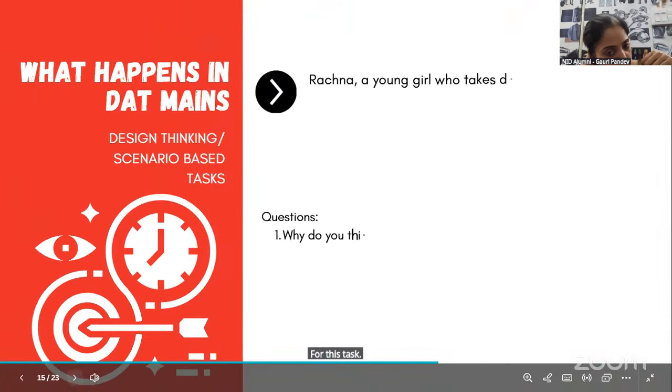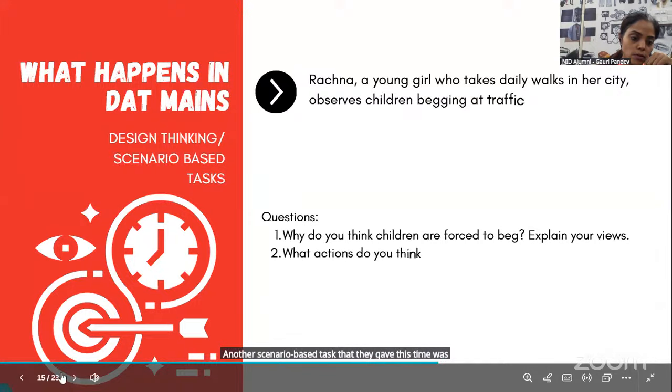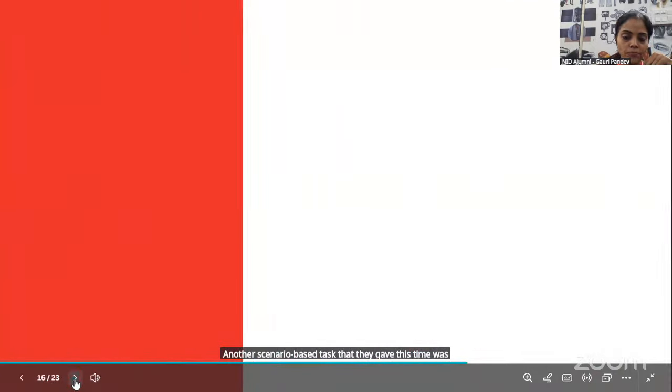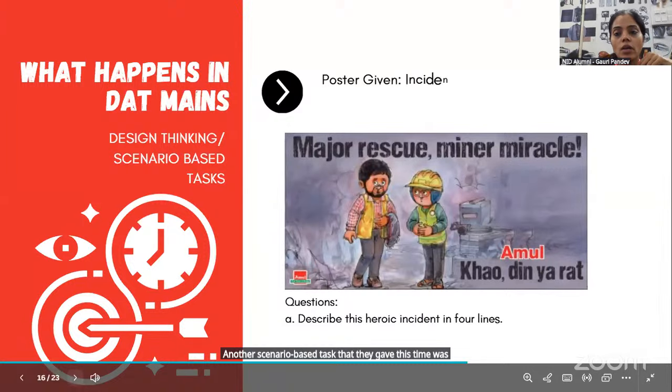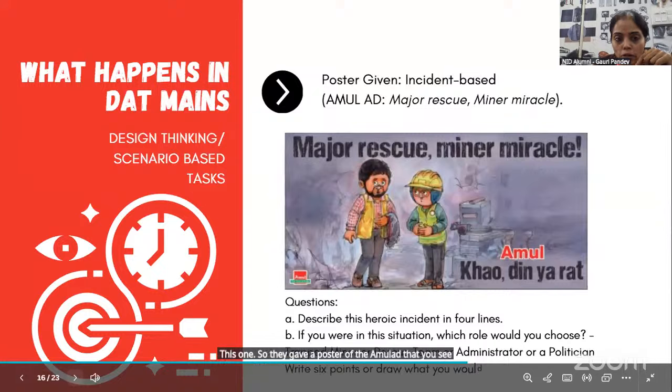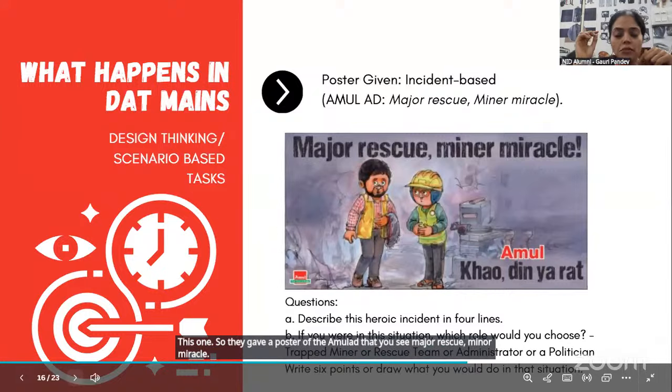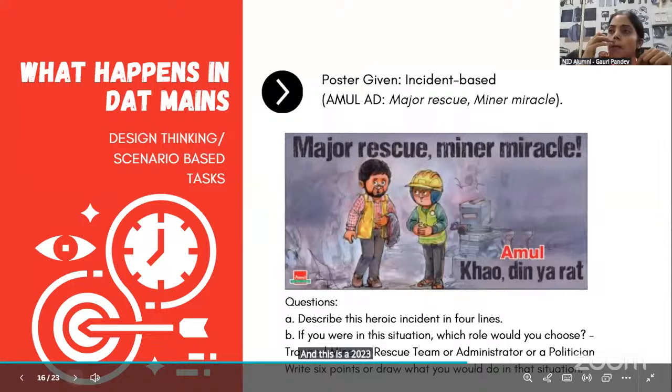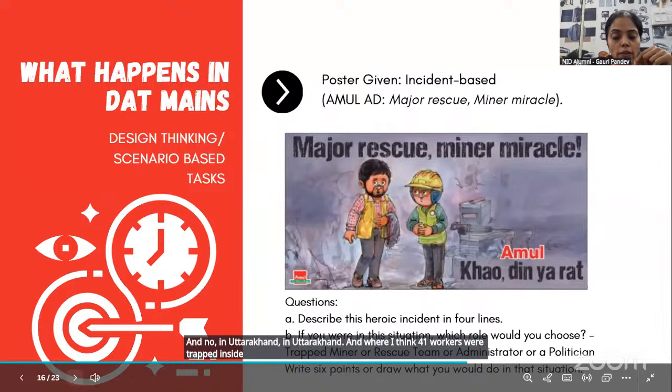Another scenario-based task that they gave this time was this one. So they gave a poster of the Amul ad that you see, major rescue, minor miracle. And this is the 2023 tunnel collapse in Uttarakhand, where I think 41 workers were trapped inside the tunnel, and there was a rescue operation that went on for a really long time, and all 41 of the trapped workers were rescued.